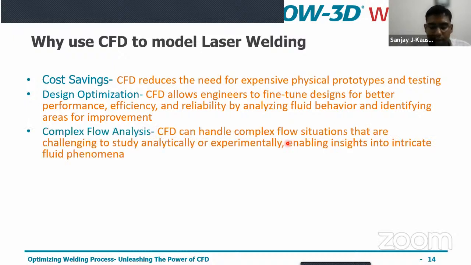And complex flow analysis. What happens is, welding is a very fast process, especially laser welding. It's probably seconds and milliseconds of time. So once you complete the laser welding process, you can take out the component and see what kinds of defects you have. You'll have porosities, or sometimes burn through at some locations. Some materials might not have penetrated in some locations. But why are these forming? Why is a very important question.